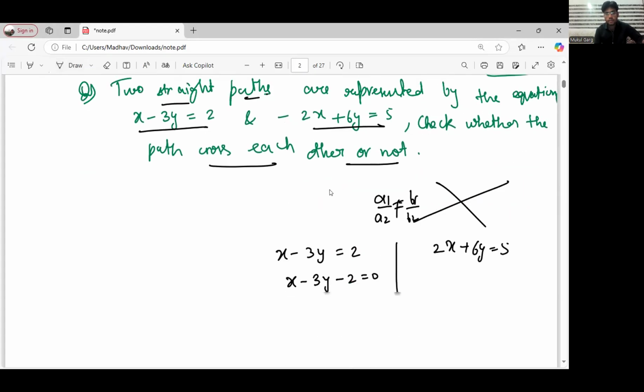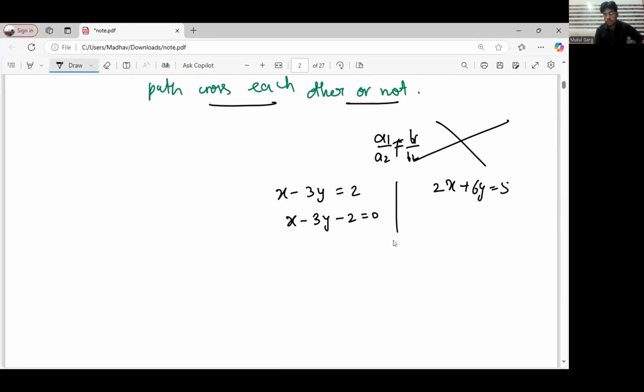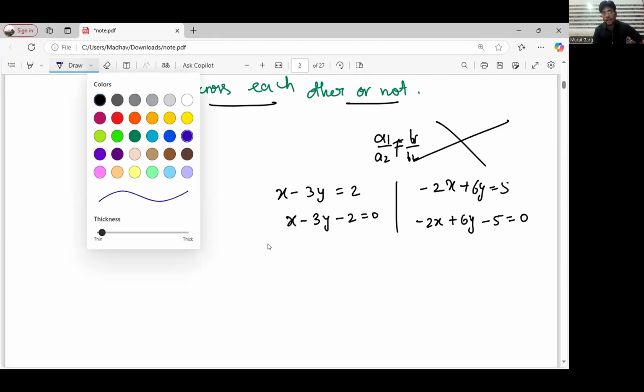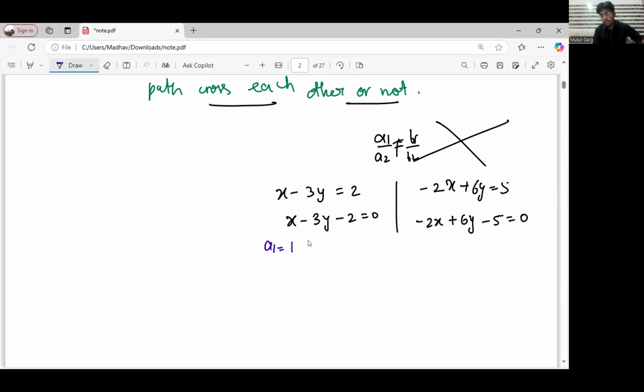It's minus 2x plus 6y equals minus 5. Taking the 5 to the left hand side, it will be minus 2x plus 6y minus 5 equals 0. Now let's compare it with the standard form. We get a1 as 1, b1 as minus 3, and c1 as minus 2. Now a2 is minus 2, b2 is 6, and c2 is minus 5.